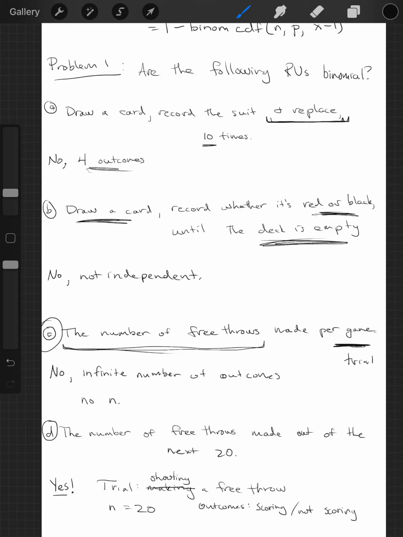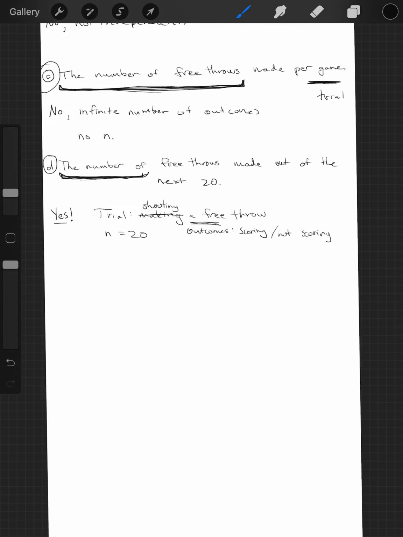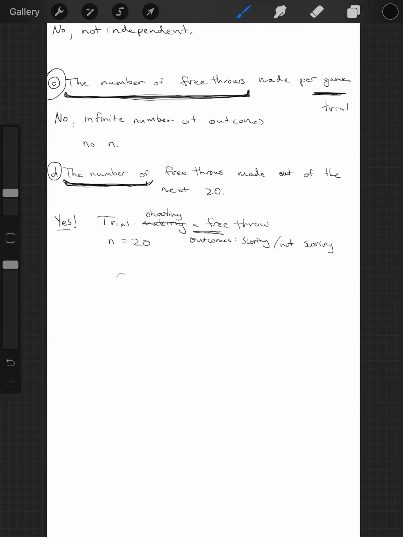The problem with C here was that the trial being each game meant that there could be multiple free throws per game. Here, with the trial being a single throw, that's either going to make it or not. The counting part of it comes from the definition of binomial. Binomial counts something, whereas in C, instead of counting a particular outcome, we're counting something within each trial. So we're getting more than two outcomes.